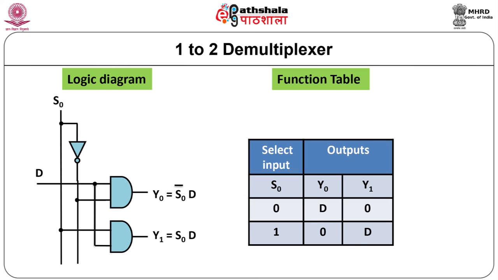Y0 is equal to S0 bar D0 and Y1 is equal to S0 D2. It is very clear from the function table that these two logic expressions can very easily be derived. Now, as you can see, both the outputs carry D as the input and the other select line could be either in complemented or uncomplemented form.